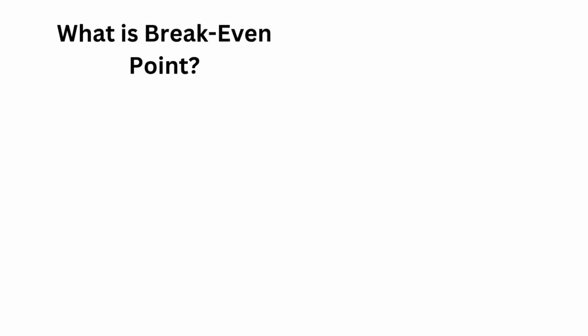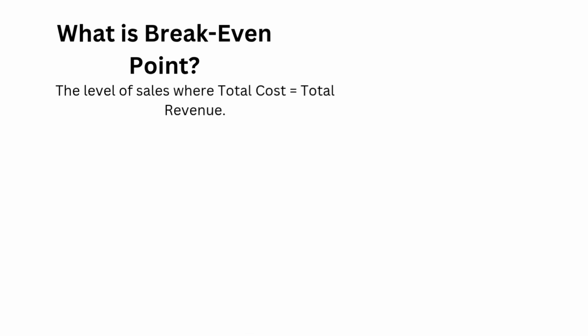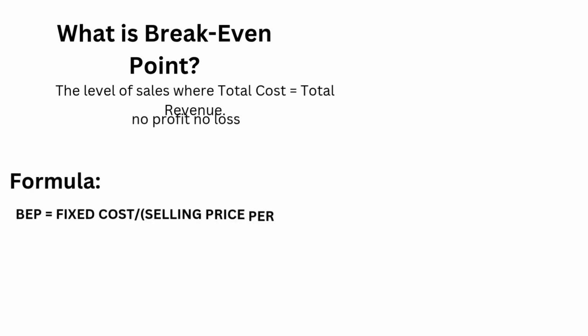What is break-even point? The break-even point is the level of output where total cost and total revenue are equal. At this point, the business makes neither profit nor loss. Any sales beyond this point bring profit, and sales below it cause loss.